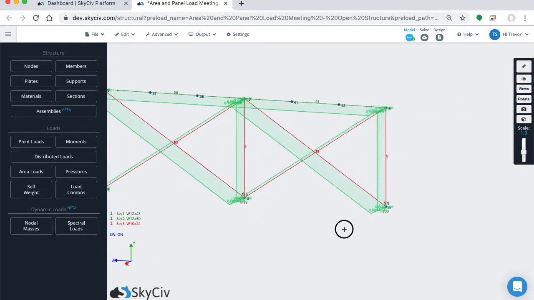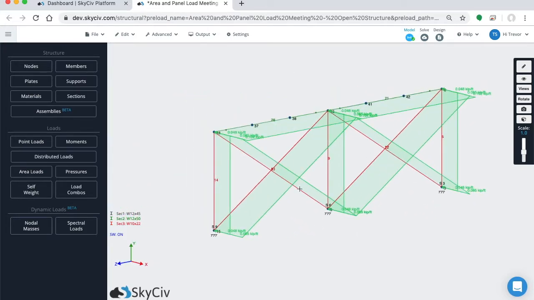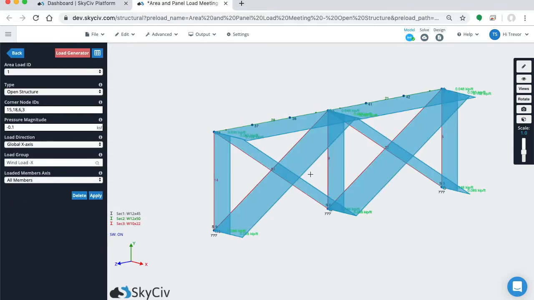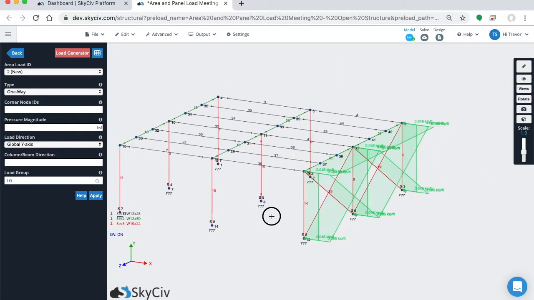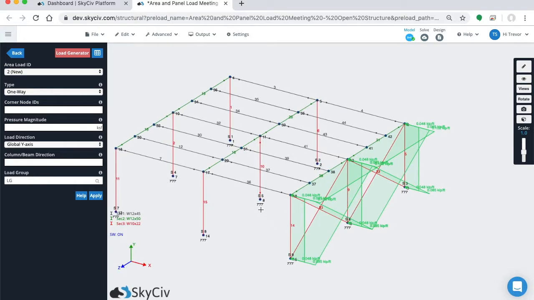So very, very simple. Just apply a pressure to an area and it'll take into account the widths that are exposed to that pressure. Again, the area load here can be applied to any slope. It can be applied to any plane. It's just whatever plane you identified that it can be applied to. So it can be applied to a floor as well.